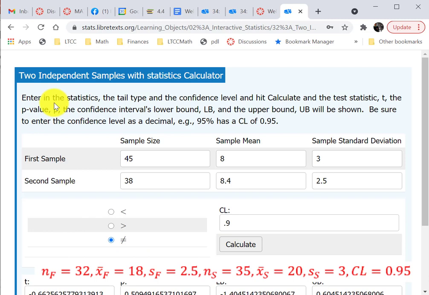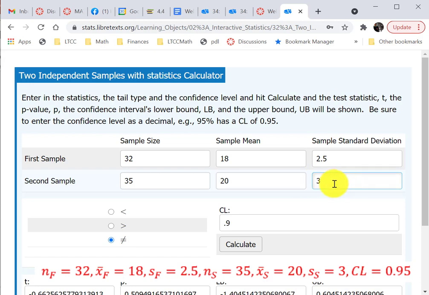Okay, we're still in the calculator, and we're still looking at two independent samples with statistics, because that first customer on Friday had nothing to do with the first customer on Saturday. They're not paired or anything. So our sample size for the first sample was 32. The sample mean was 18. Sample standard deviation was 2.5. For the second sample, the sample size was 35. The sample mean was 20. And the sample standard deviation was 3.